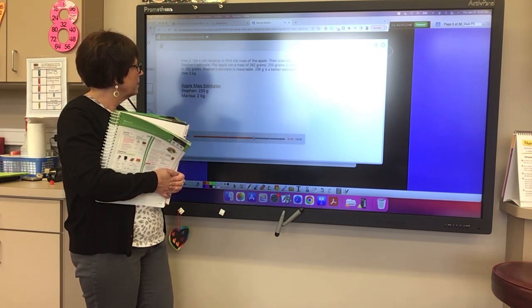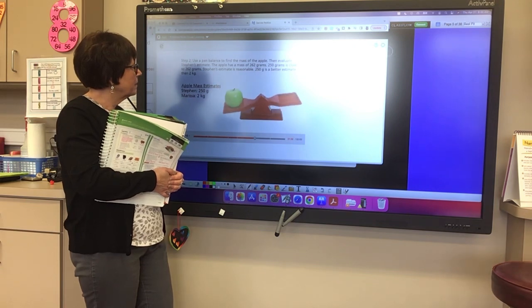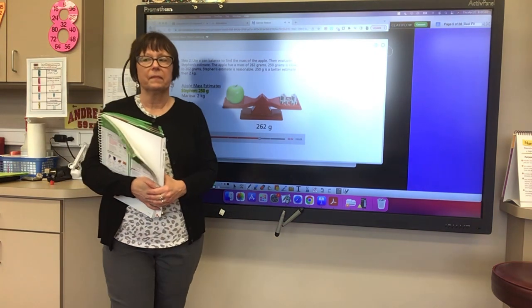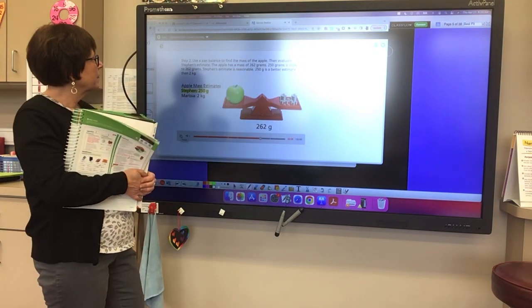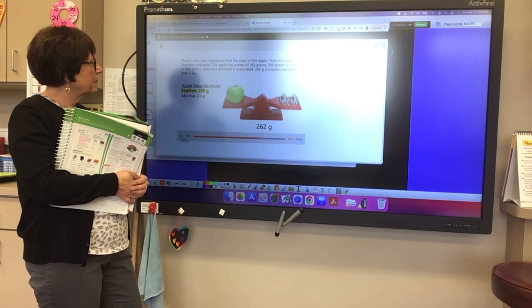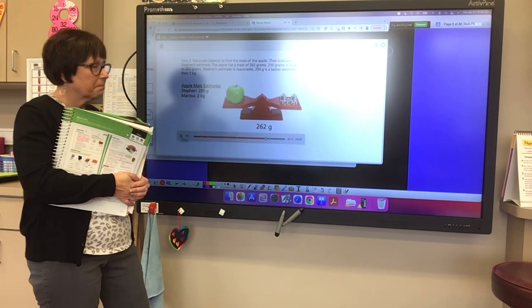Step 2. Use a pan balance to find the mass of the apple. Then evaluate Stephen's estimate. The apple has a mass of 262 grams. 250 grams is close to 262 grams. Stephen's estimate is reasonable. 250 grams is a better estimate than 2 kilograms.